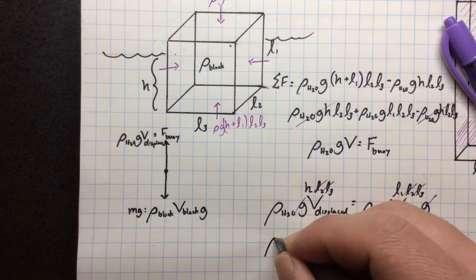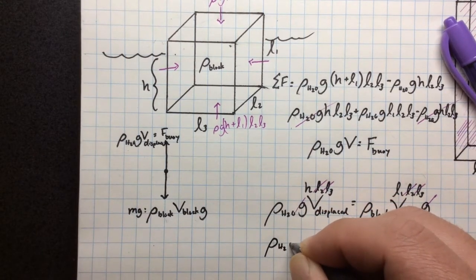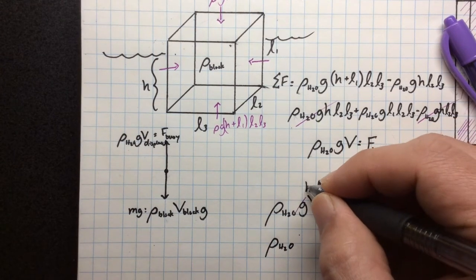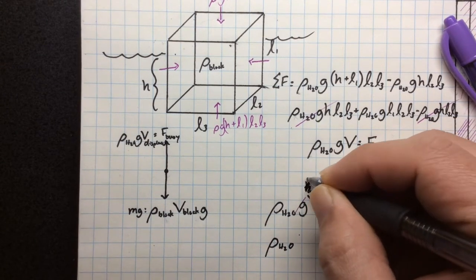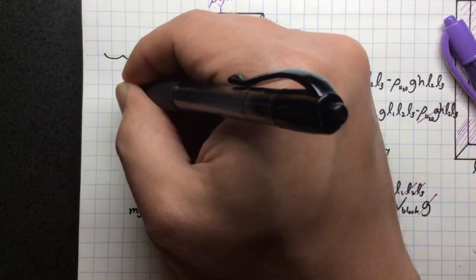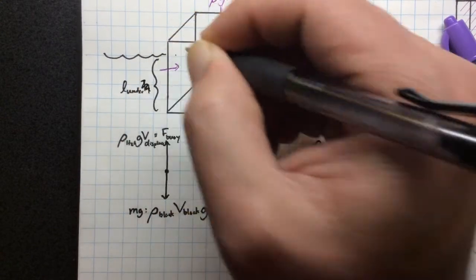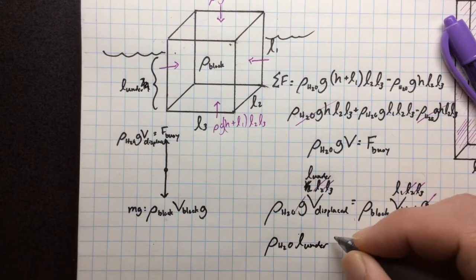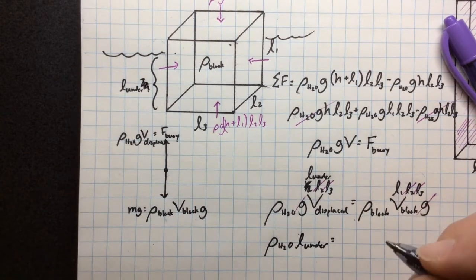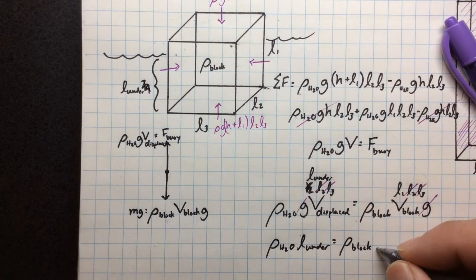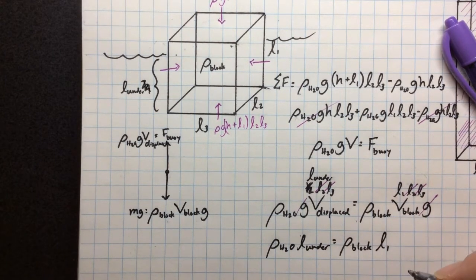So we have the density of water, H2O, times, I don't want to call it H anymore, let's just call that L under. Yeah, that's L under. And that's equal to the density of the block times L1, the actual height of the block.